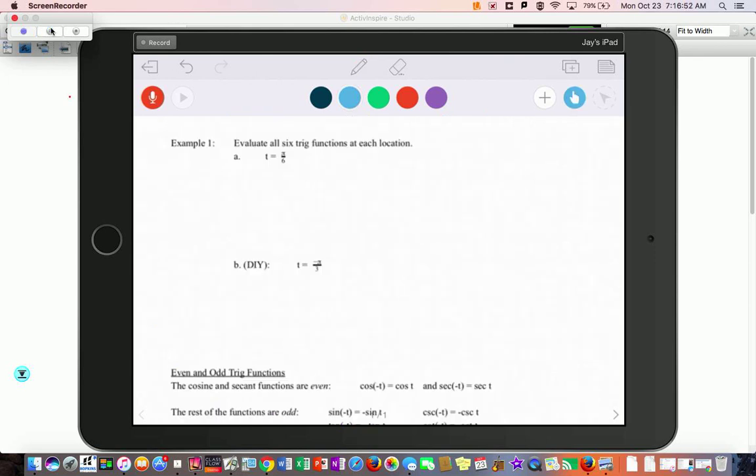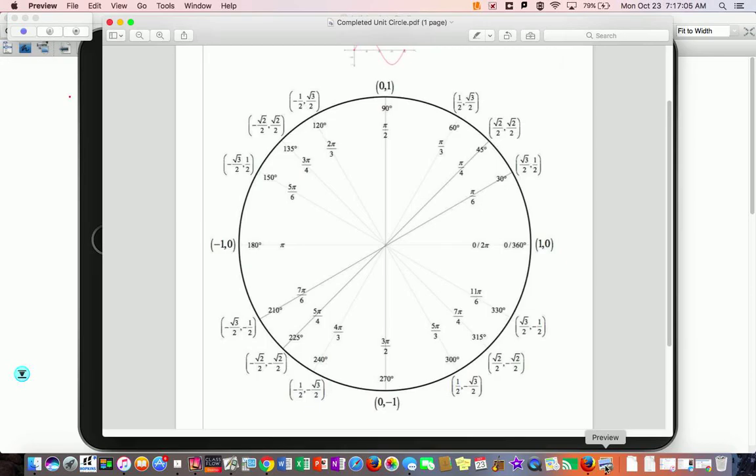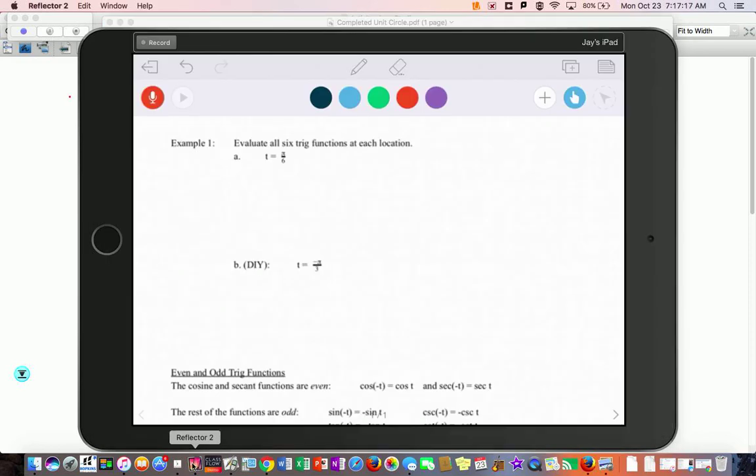Okay, so what do we do with the unit circle? It says evaluate all trig functions at each location, and they want you to do it when t or your angle is pi over 6. So I'm going to find pi over 6 on the unit circle. It's right here. Here's the ordered pair. So let's write that ordered pair down. Pi over 6 is the same as a 30, so your ordered pair is root 3 over 2, 1/2.